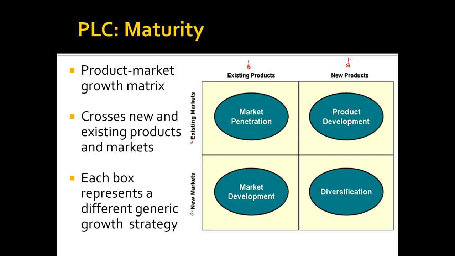And when we cross these two dimensions, markets or customers and products, we come up with 4 different types of strategy. So we're going to look at 3 of them. So when we take existing customers or markets and pair it with existing products, the strategy that comes out of that is how do we get more sales from our existing customers with our existing brands? Any type of strategy that does that in marketing, we call market penetration.